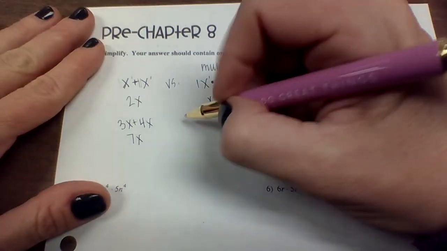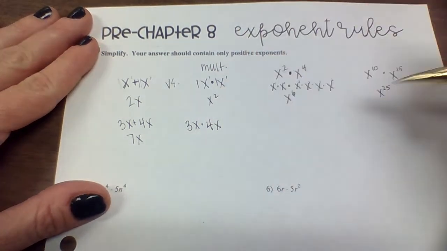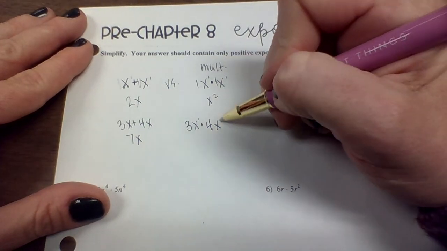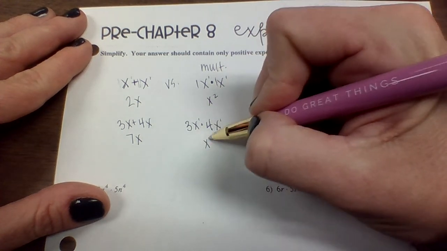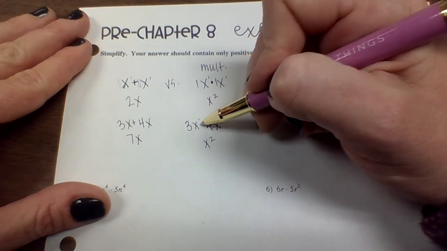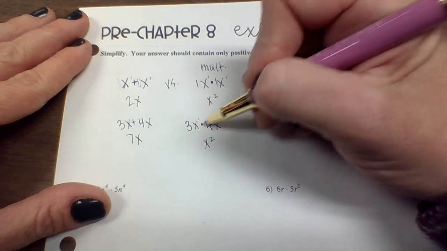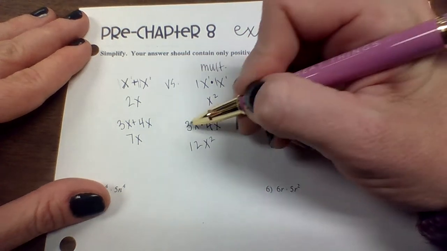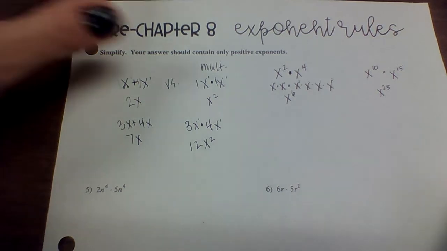But what would you do if it was 3x times 4x? Yes, we are going to take our x's and add those exponents, so we get x squared. But what do you suppose we do with the 3 and the 4 now, rather than add them? We multiply them. So 3 times 4 is 12, and that's exactly what it says, 3 times 4. So you get 12.